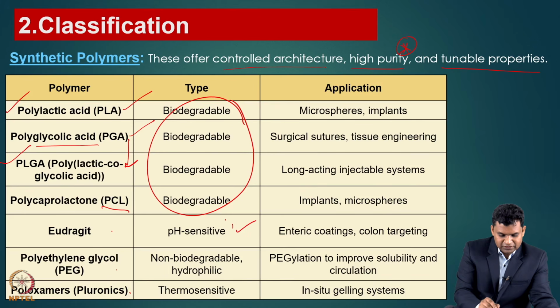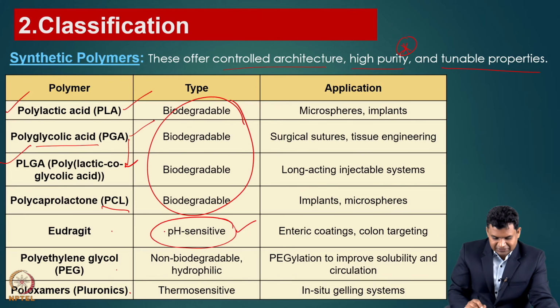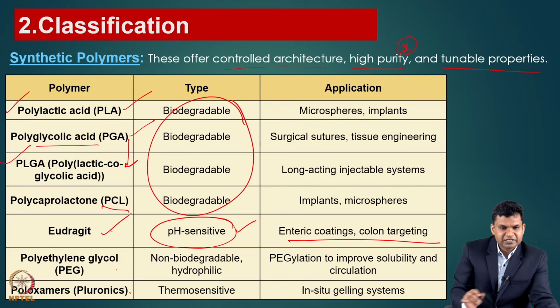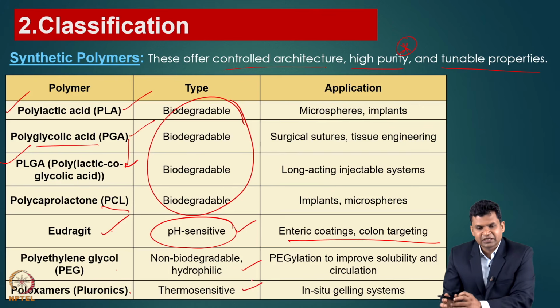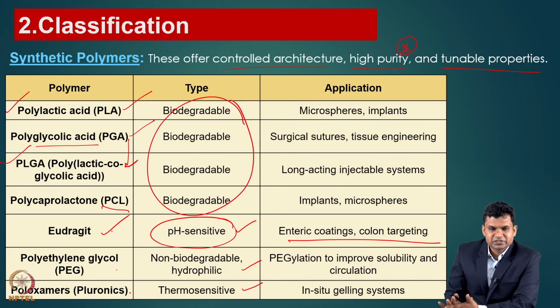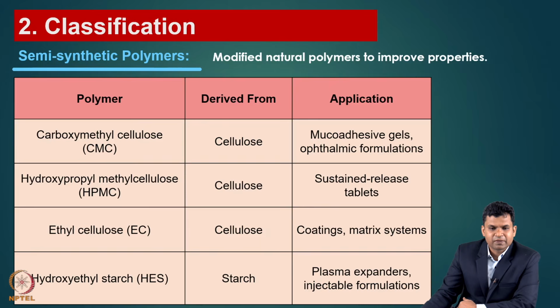Yes, if you want to go for specific targeting like enteric coating and colon targeting, you can go with the various types of Eudragit polymers, and non-biodegradable and hydrophilic polymers we can also use, and the thermosensitive polymers we can also use for thermosensitive applications with the Pluronics. So, these are the various applications of these synthetic polymers.